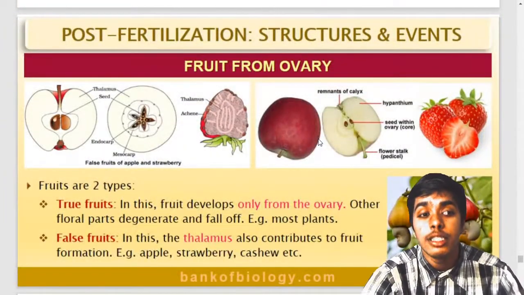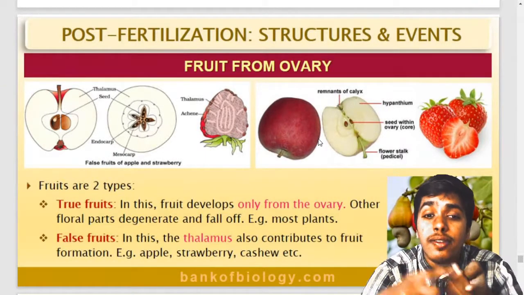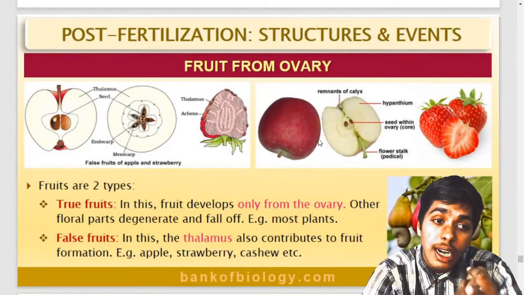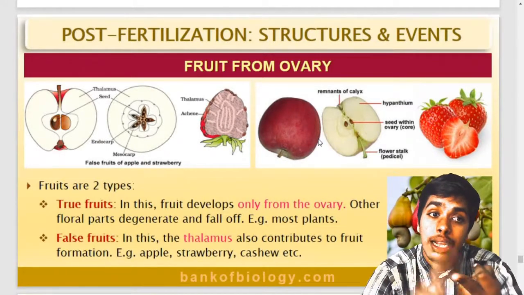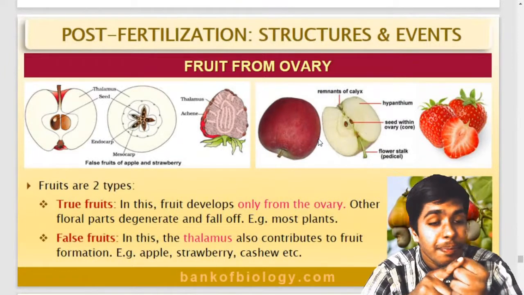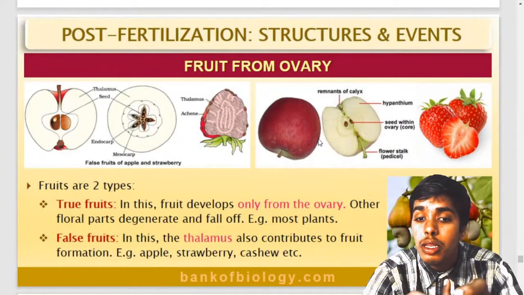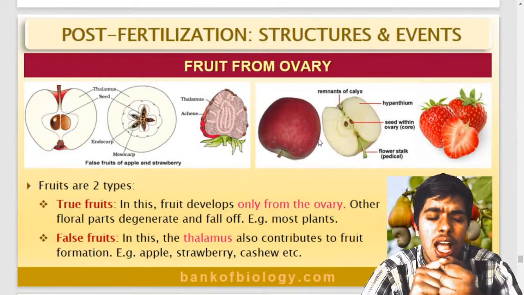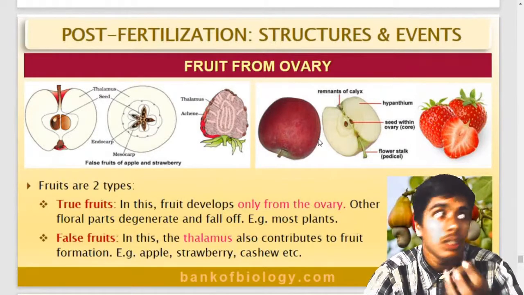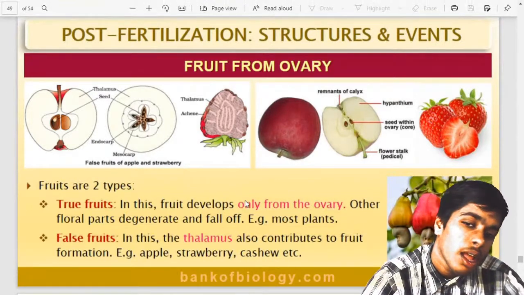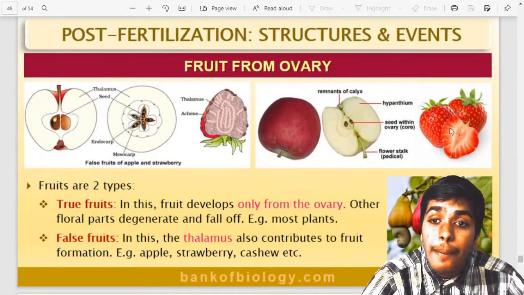There are two types of fruits: true fruits and false fruits. True fruits develop from the ovary, while false fruits develop from parts other than the ovary. That means they develop from the thalamus, stigma, and so on. What are examples of true fruits? Most plants. And the false fruits are apple, strawberry, and cashew nut.